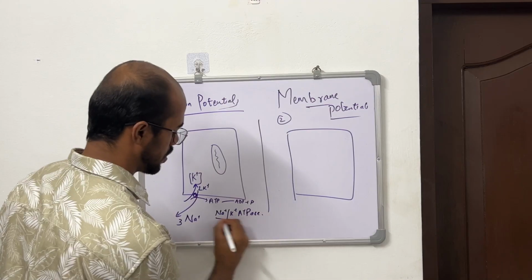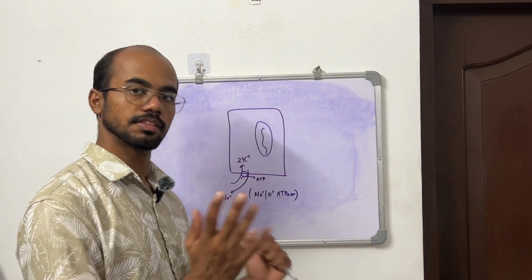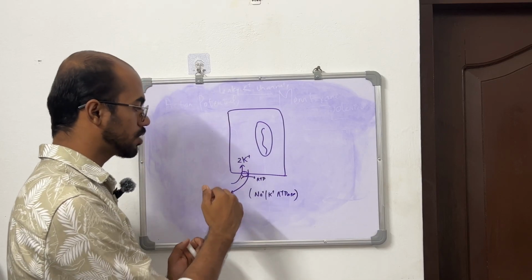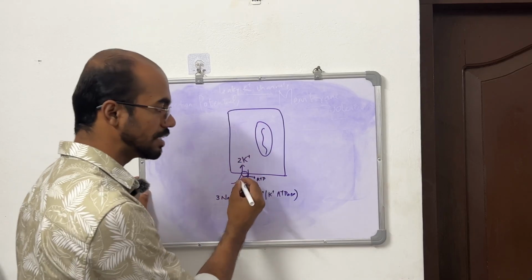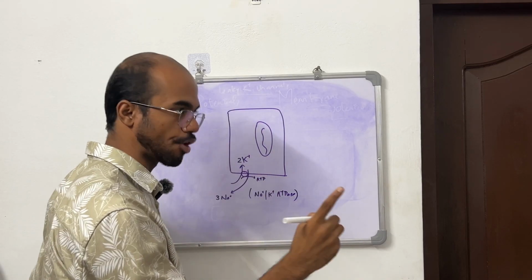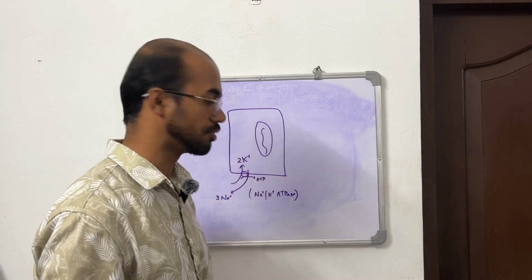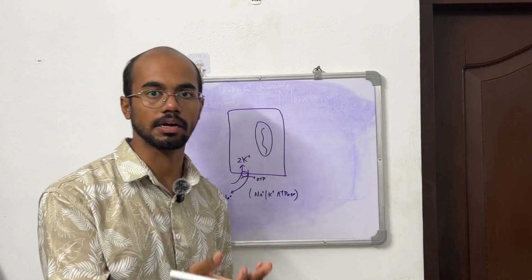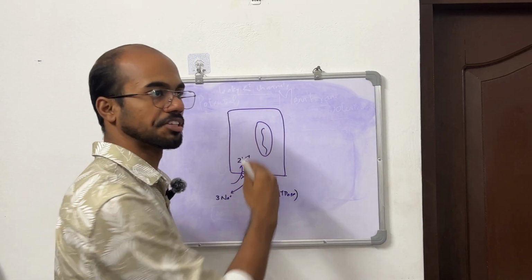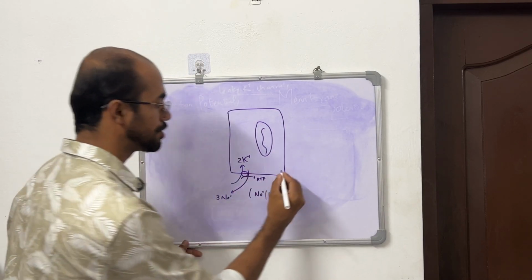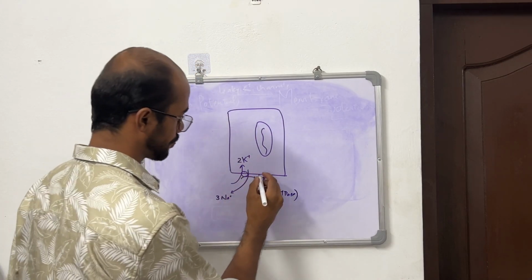Okay, sodium potassium ATPase. Now, just think, it pumps out 3 sodium for every 2 potassium taken in. So there is a deficiency of one cation. Cation means positively charged particle. Both sodium and potassium are positively charged particles, right? So for every 3 sodium taken out, it takes in 2 potassium. That means there is a deficiency of one cation inside the cell, right?